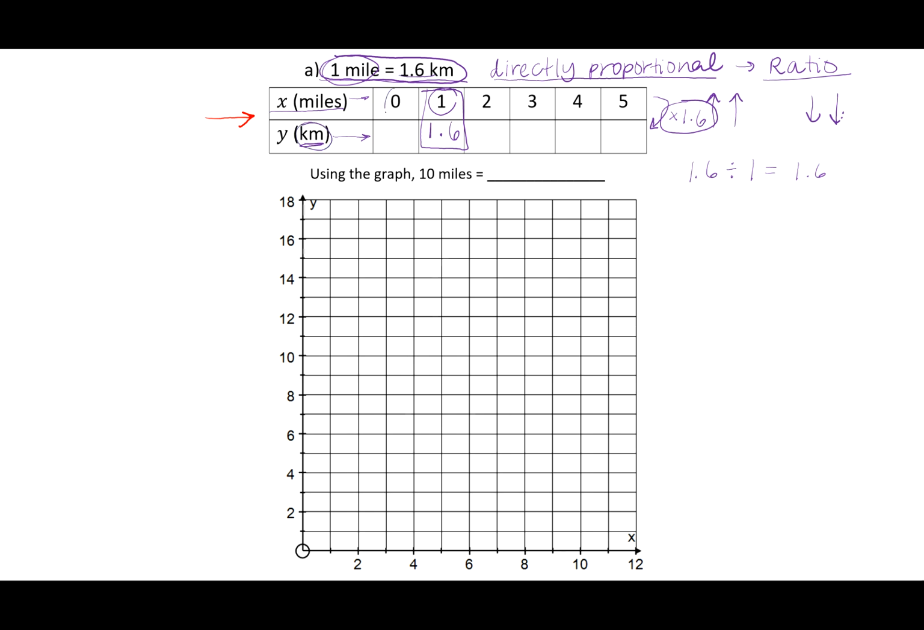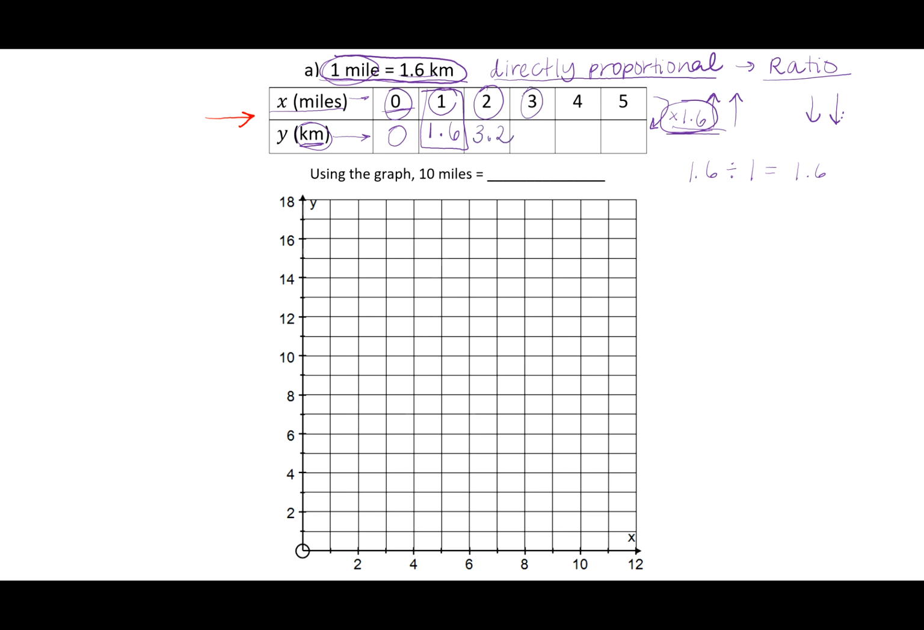So let's take a look at 0. If I've traveled 0 miles, hopefully it's obvious, but we would multiply that by 1.6 to find the number of kilometers also traveled. 0 times anything is 0, so that makes sense, right? If you've traveled 0 miles, that's also going to be 0 kilometers. Next we have 2. If I've traveled 2 miles, I would multiply by 1.6 to find the kilometers traveled, so that would be 3.2.